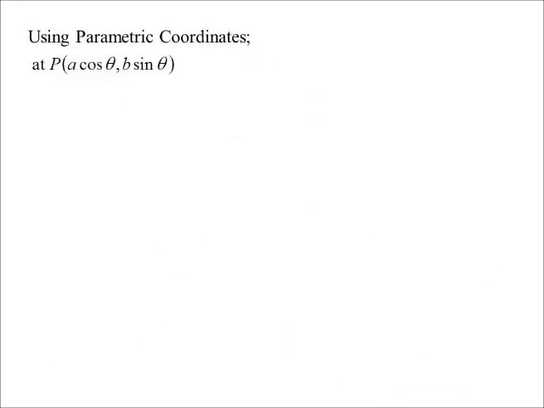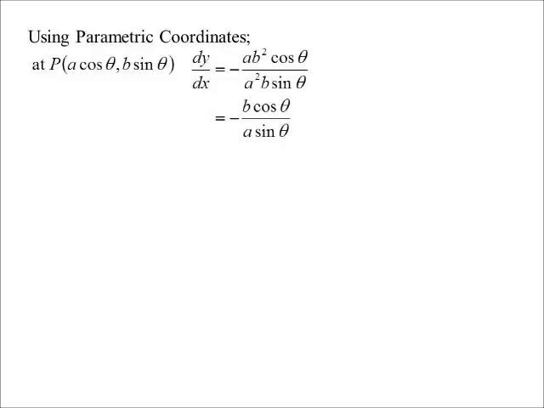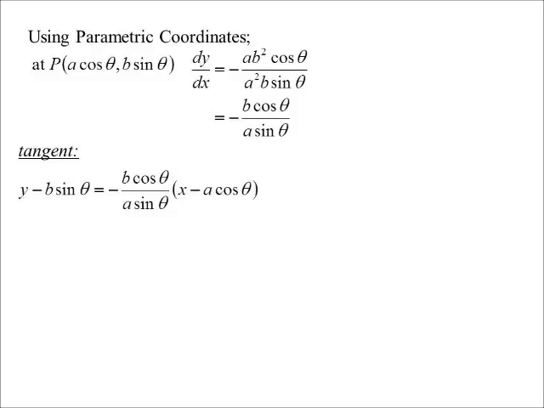What do they look like when we use parametric coordinates then? So it's going to be a cos theta, b sine theta. So in parametric form, the slope will now become minus b cos theta on a sine theta. It's very tempting to change that into cot theta, but don't. It's much easier if you leave it as cos on sine. So let's work out the tangent.